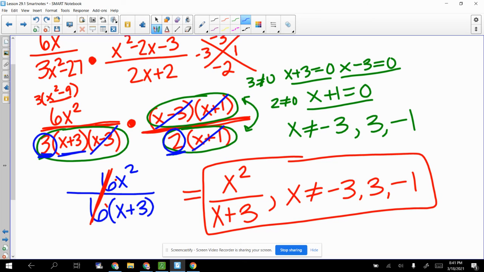Okay. Now, remember, we cannot just say this gets canceled. That's not a thing because x squared is different and x plus 3 is part of like a binomial. So you cannot just cancel those. And that's a common mistake that people like to make.